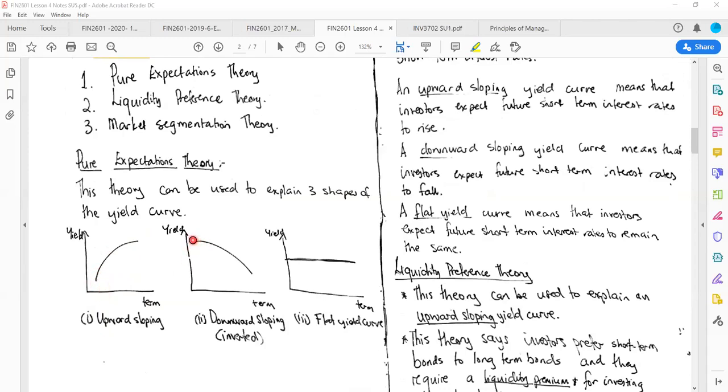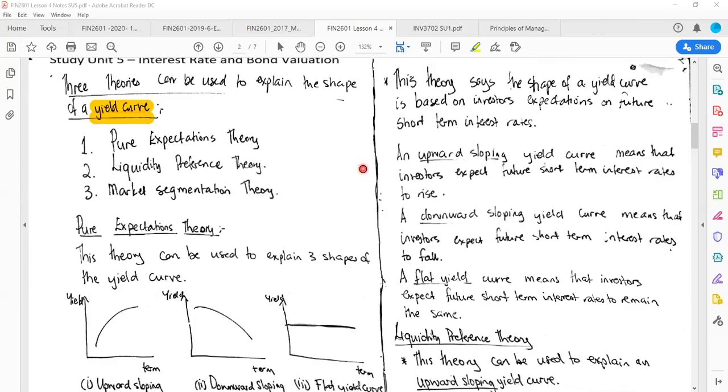And then you can also have a downward sloping yield curve. That means if you borrow money for a longer time, it's cheaper than borrowing money for a short time. And then you can also have a flat yield curve. This means the cost of borrowing money is the same at every maturity.